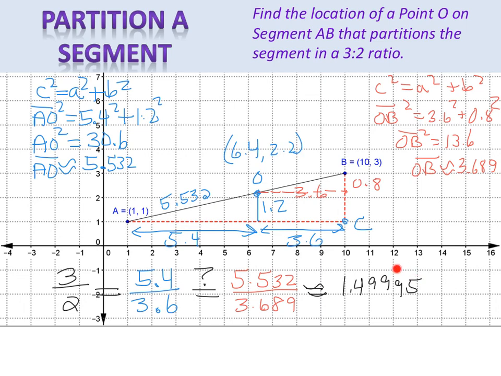Now, why is this not exactly 1 5/10? In other words, 3 to 2. Well, it's because these are rational numbers that we're dealing with, so we absolutely are going to have very, very slight error in our approximation.